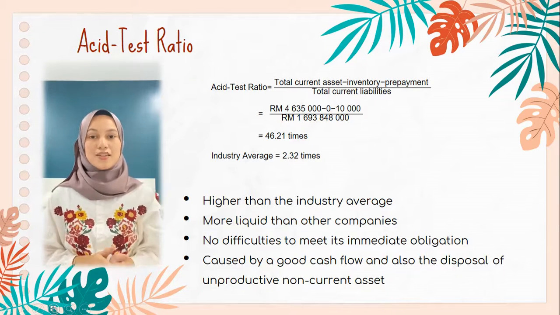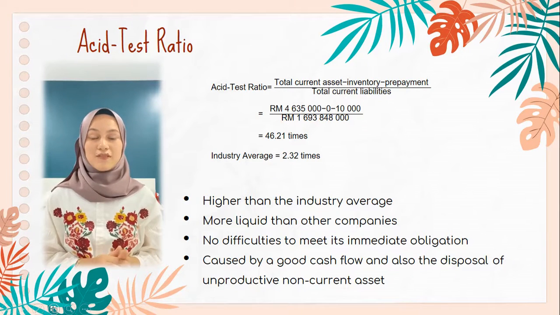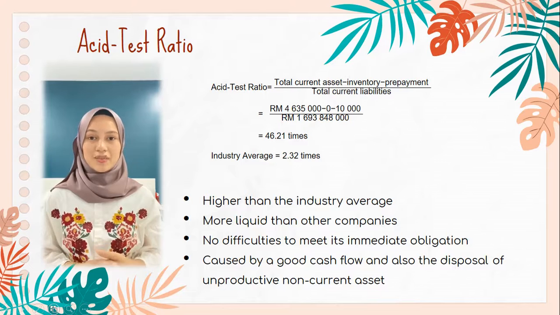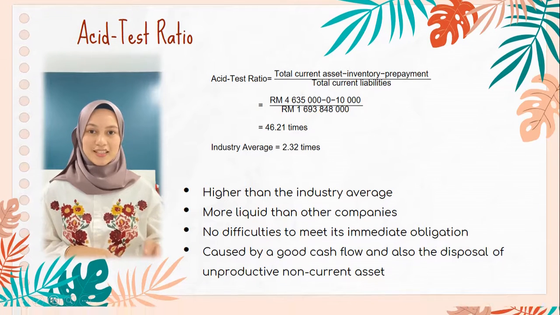The possible cause of high asset test ratio is because of the positive cash flow. A good cash flow of a company has made it easy for them to settle off the short-term debt within a short period of time. Apart from that, the disposal of motor vehicles that are no longer useful for the company is also one of the reasons for high asset test ratio. The cash received from the disposal can be used to settle off the short-term obligation.